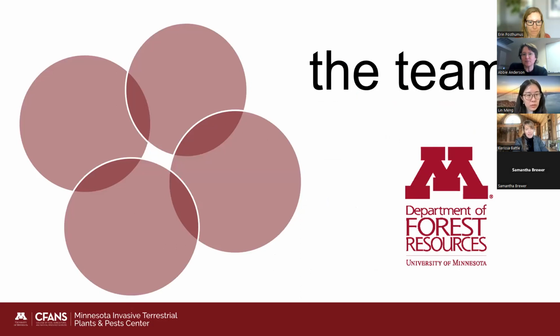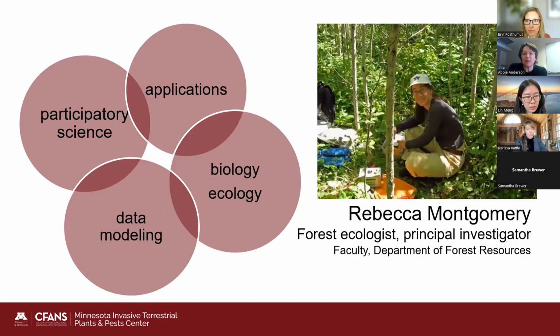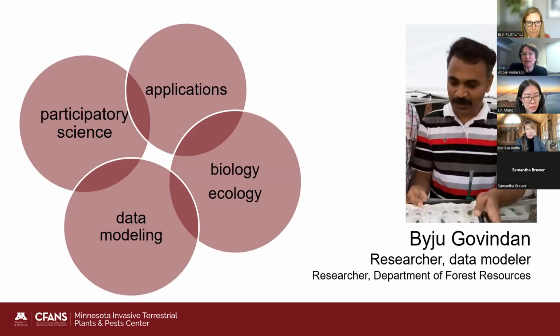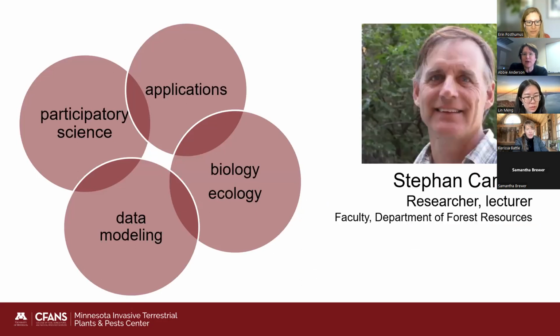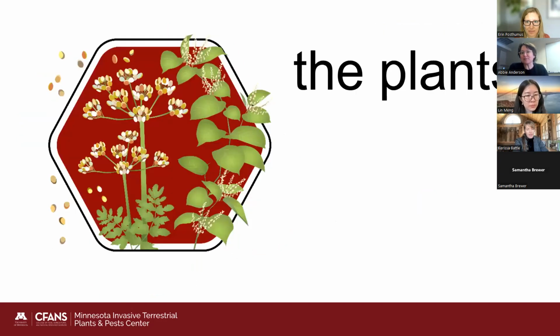I'm going to introduce our research team quickly, and I want to emphasize that we come from a lot of directions to synthesize all these different kinds of interests and areas of knowledge to make our team work. So our principal investigator is Rebecca Montgomery, a forest ecologist. Baiju Govindan is a data modeler on our team. Stephen Carlson is another researcher on our team. And then there's me, and I'm the program coordinator, and my specialty is that circle in the left, participatory science. I'll introduce the plants that we studied.